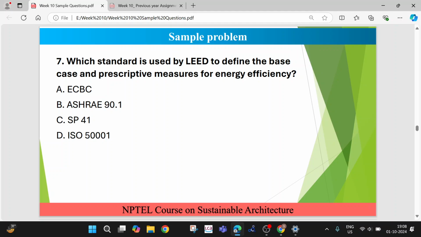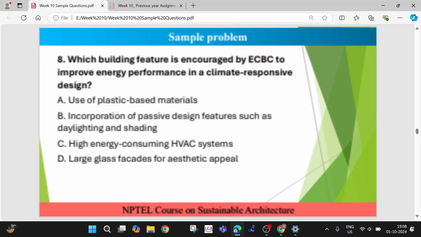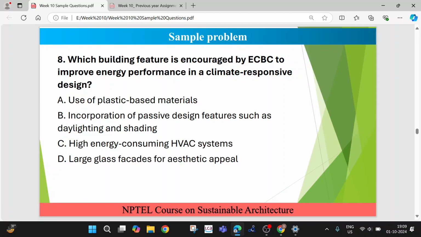Question number 8. Which building feature is encouraged by ECBC to improve energy performance in a climate responsive design?